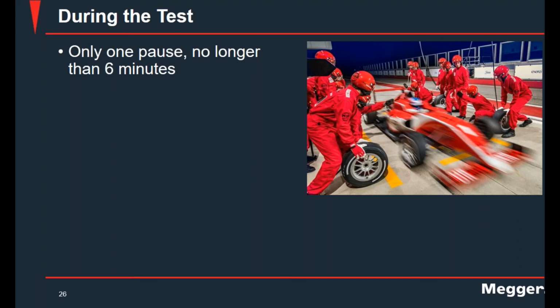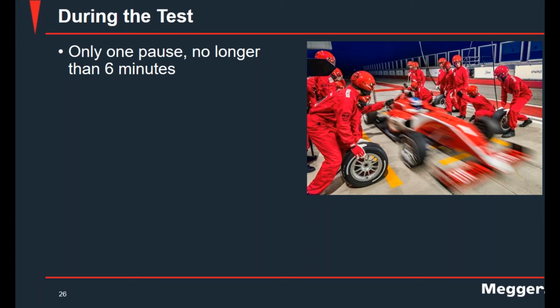So if you suspect that's going to happen, you need to be prepared to do that maneuver in those 6 minutes. And actually, it depends on the length of the test. The standard says the pause should not be longer than 10% of the expected duration, or 6 minutes, whichever is shorter. So if you have a test that is longer than 1 hour, your maximum pause time is 6 minutes. So you have to be very well prepared for this.